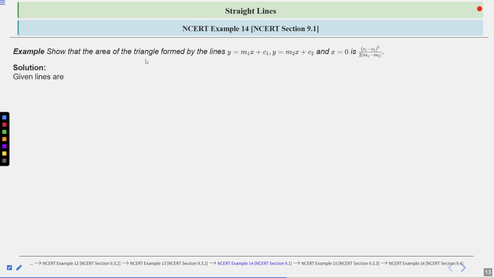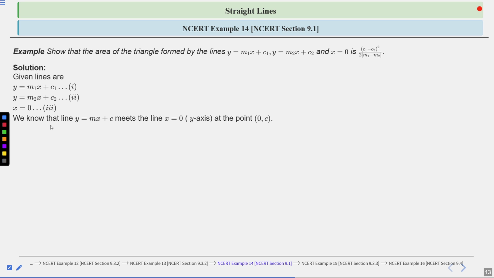So what we have given, first see this. Here we have given basically 3 equations of lines. Okay, so the given lines are y equal to m1 x plus c1, and naming this equation number 1. And the second equation we have given here is y equal to m2 x plus c2, and the third equation we have given is x equal to 0.